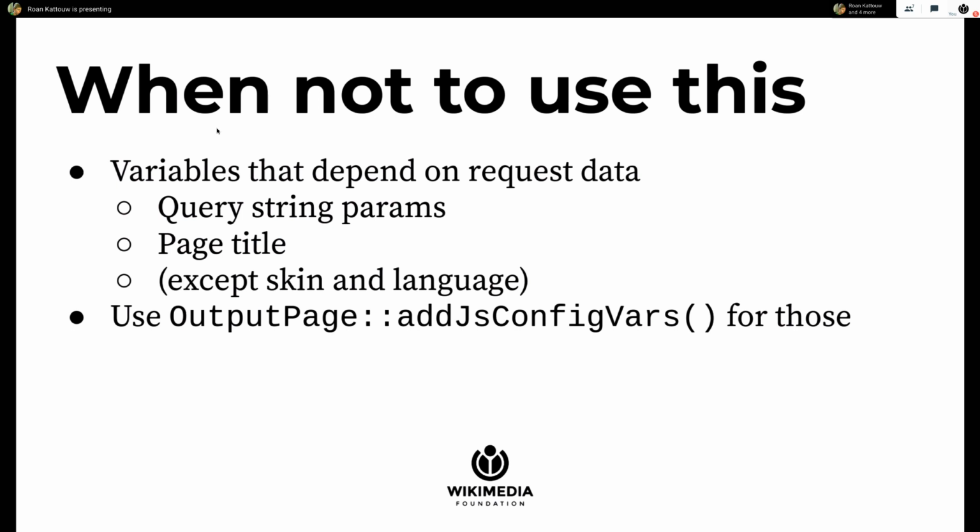That's the only thing you get. So if you need to look at the page title or the user's identity or the user's rights in order to decide whether they get a certain feature or not, and you're putting that in a config variable, you can't use this feature. You're still going to have to use output page, the add JS config vars on output page. The good news is that you already would not have been able to use ResourceLoader get config vars because that hook has the same constraints as this. So anything that used that before can simply be migrated to the new system.